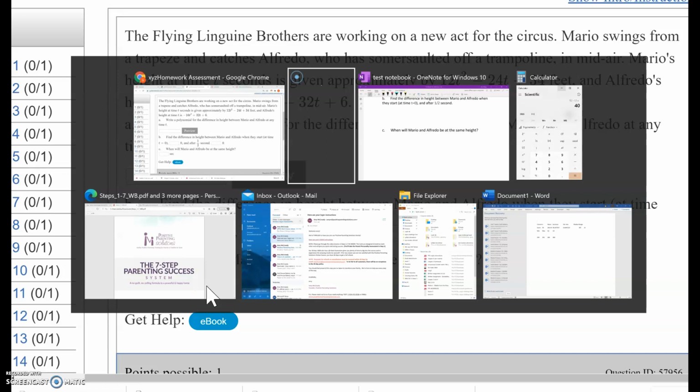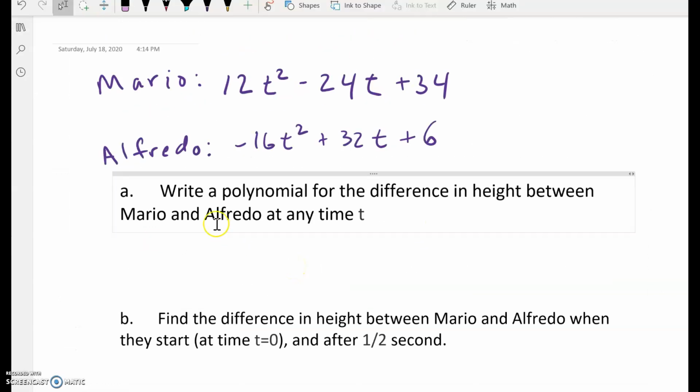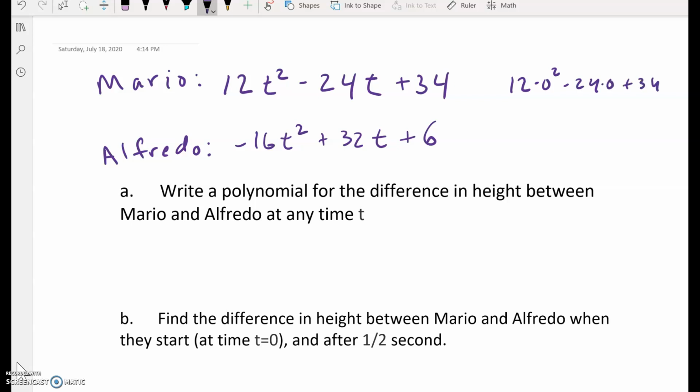All right, so I wrote this down right here. So Mario's height, 12t squared minus 24t plus 34. If you'd like, you can answer part B right now pretty quickly. At time 0, the moment they start this act, you would just have 12 times 0 squared minus 24 times 0 plus 34, which is 0 minus 0 plus 34 equals 34. So at the very beginning of the act, Mario is 34 feet above the ground.